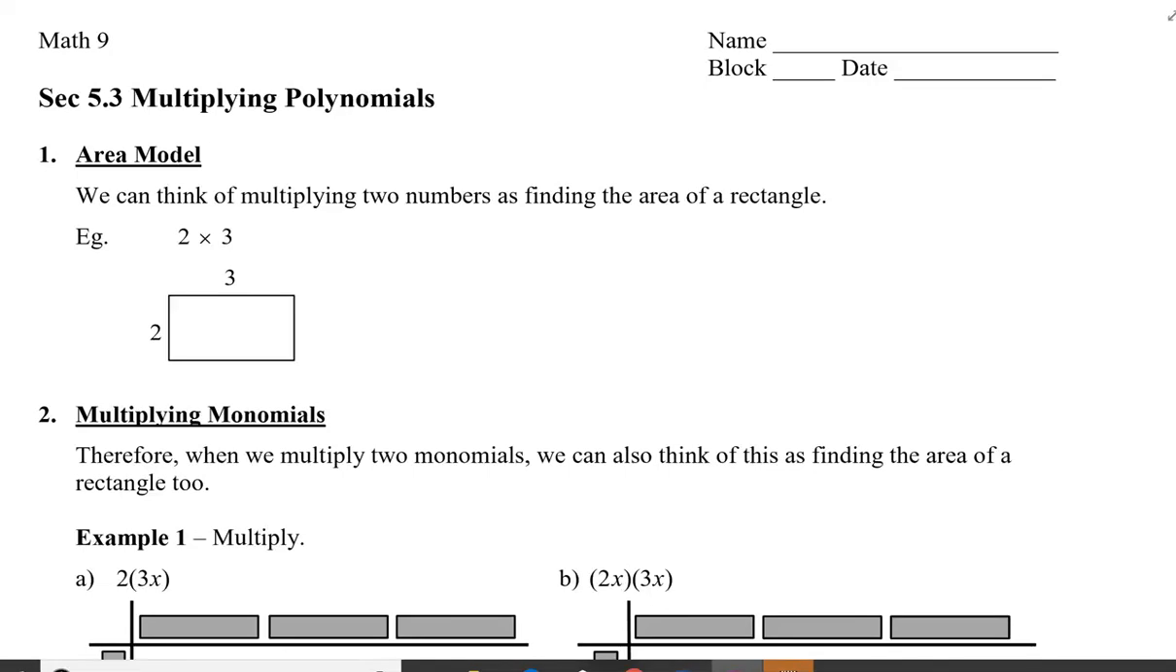Hello and welcome to Mrs. Law's class. In this lesson, we're going to take a look at multiplying polynomials. Specifically, we're going to take a look at multiplying a monomial by a monomial and a monomial by a polynomial.